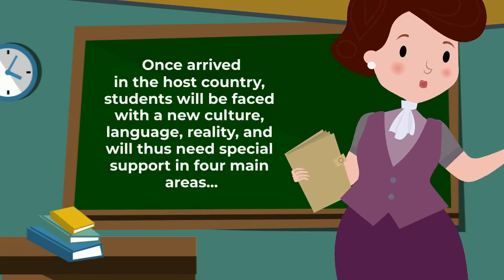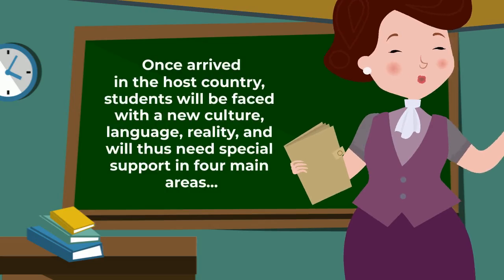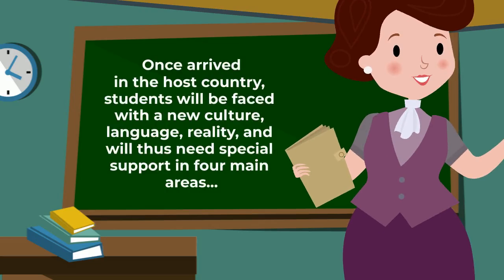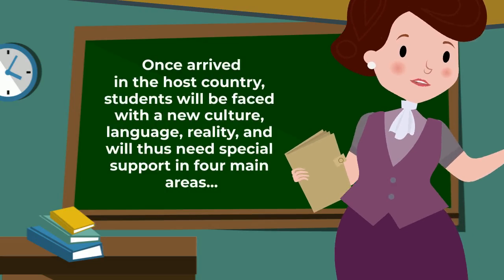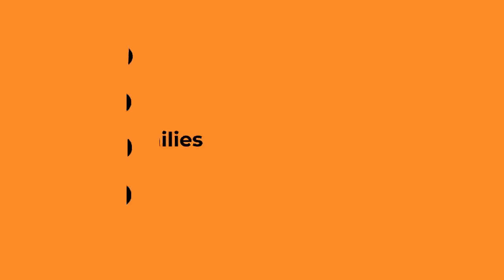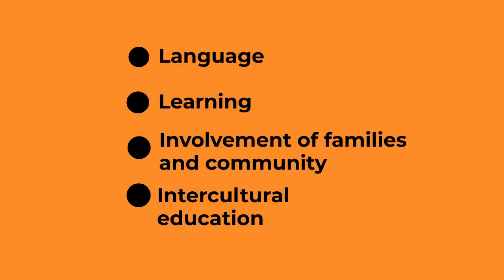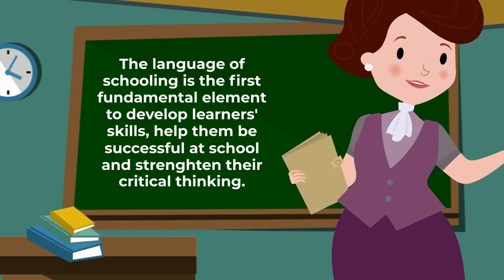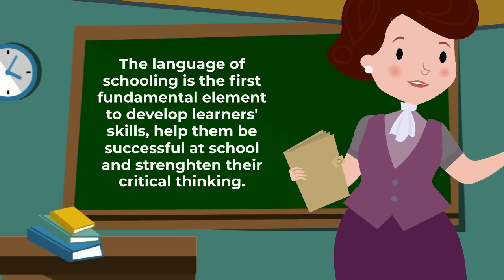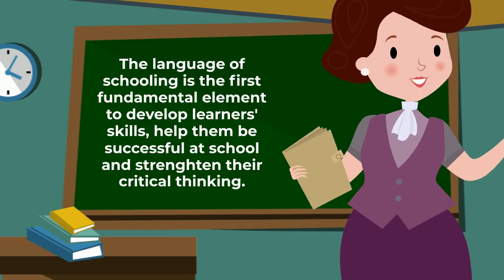Once they arrive in the host country, students will be faced with a new culture, language, reality, and will thus need special support in four main areas. These areas are language, learning, involvement of families and community, and intercultural education. The language of schooling is the first fundamental element to develop learners' skills, help them be successful at school, and strengthen their critical thinking.